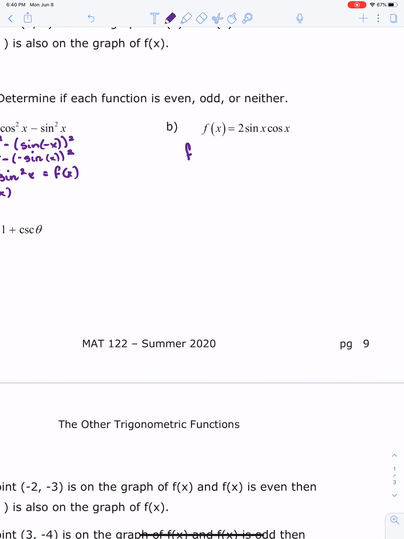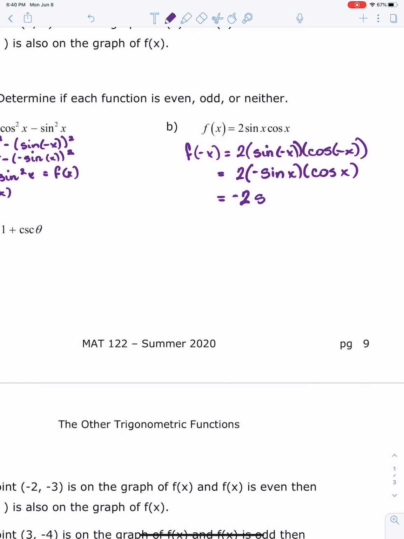B, we want to do the same thing. We're plugging in negative x. We get 2 times the sine of negative x times the cosine of negative x. We know that sine is odd, so the sine of negative x is the opposite of the sine of x. We know that cosine is even, so cosine negative x is the same as cosine of x. Pull that negative out front. We get negative 2 sine x cosine x, which is the negative of our f of x. So this function is odd.